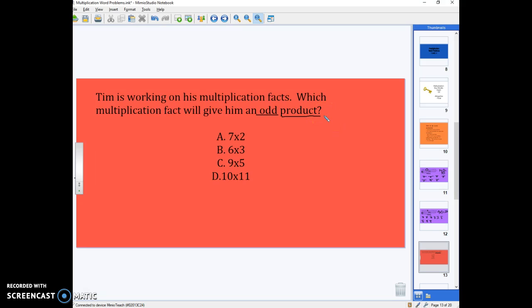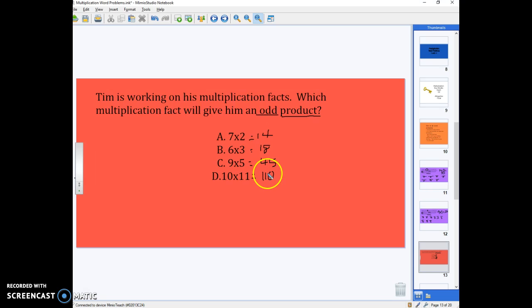So the product is the answer to a multiplication problem. So let's just figure out the answers to all these problems and figure out which number is odd. So 7 times 2 is just 14. 6 times 3 is 18. Doing my best to write it small. 9 times 5 is 45. And 10 times 11 is 110.